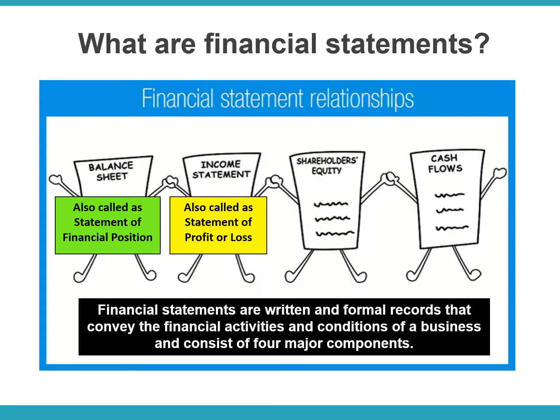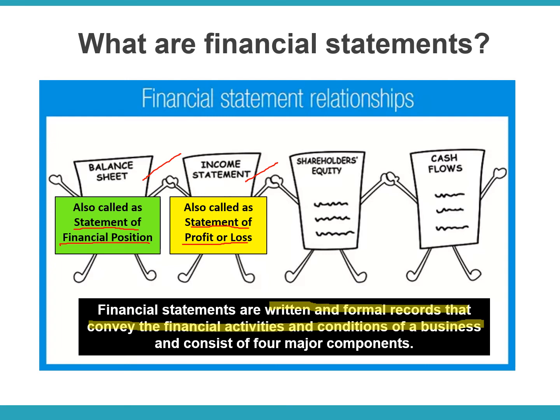Okay, so what is financial statements? As you can see from the definition, financial statements are written and formal records that convey the financial activities and condition of a business. Basically, there are four major components of financial statement. Firstly is the balance sheet. Balance sheet is also known as statement of financial position. Next is the income statement. Income statement is also known as statement of profit or loss.